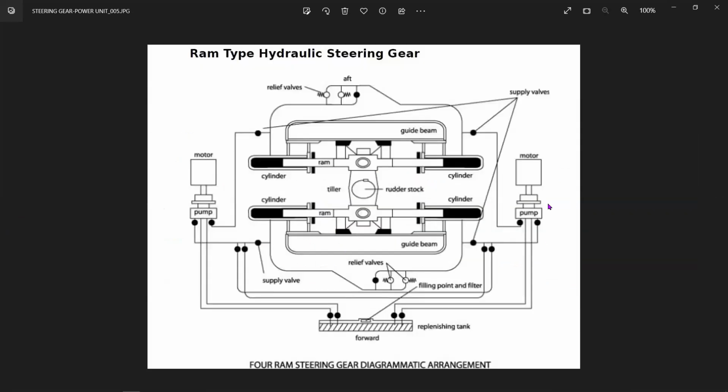Now, this is again a 4 ram system. Okay, what you have here is the central trigger, and you have the connection to the rams. So you have one ram here, one ram here, and you have 4 cylinders. We will see the exact line diagrams; do not concentrate on these diagrams, just the arrangement which you see here.